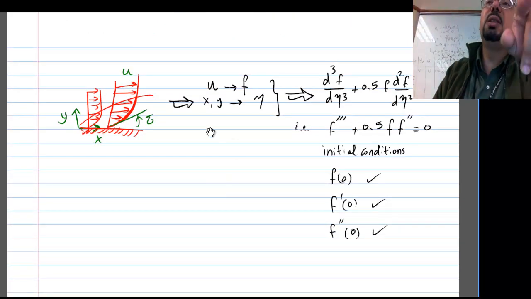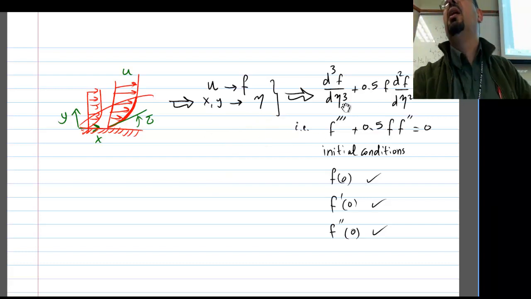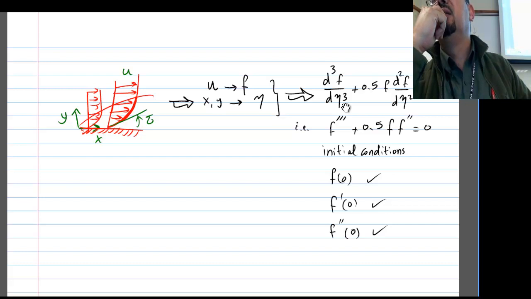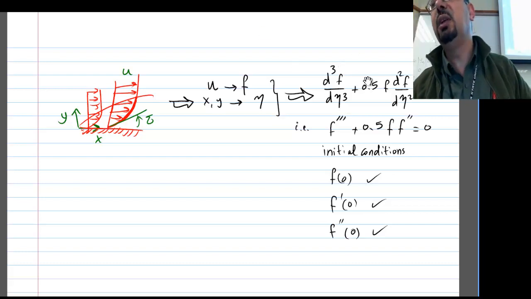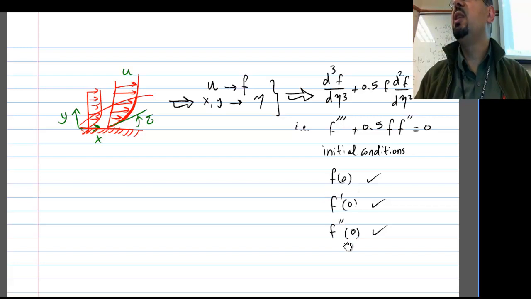Alright? So for example, this is one of the equations that you will get in solving the boundary layer. You will do this in 4273. You will know how to come up with that ordinary differential equation. But let's assume we have that equation right now, and we are solving it for those boundary conditions. You get f of 0, f prime of 0, and f second prime of 0. Why? Because it's third order.